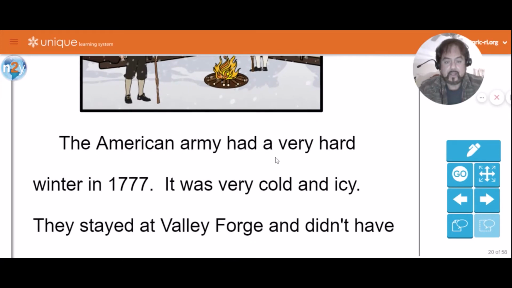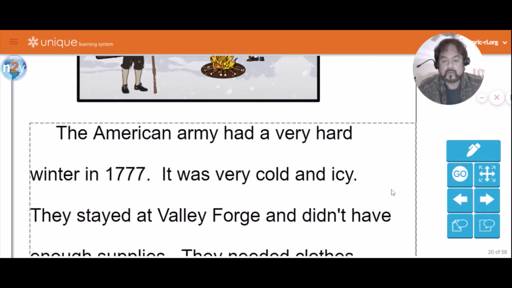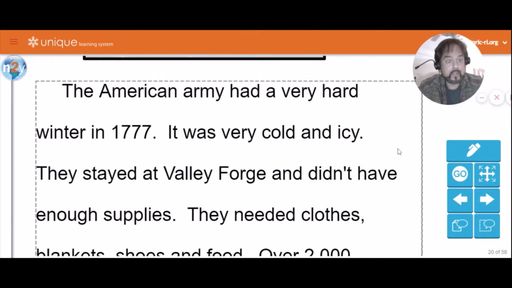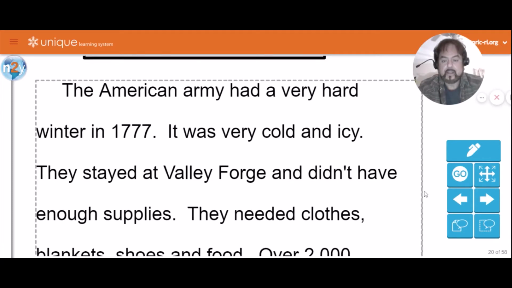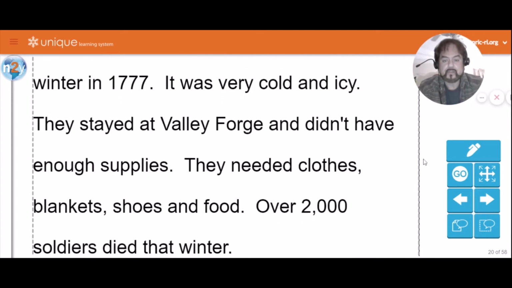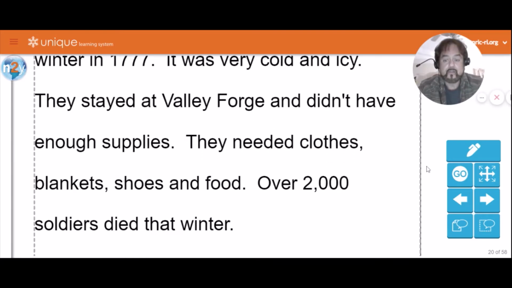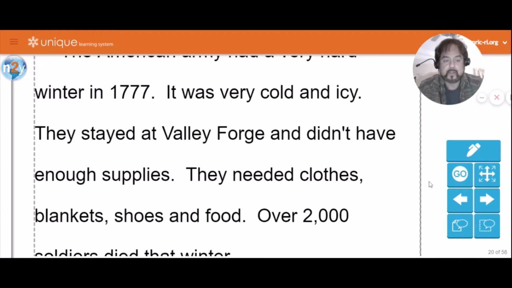The American Army had a very hard winter in 1777. Oh, over 200 years ago. Many, many yesterdays ago. Just imagine that many yesterdays, huh? It was very cold and icy, like it is now. They stayed at Valley Forge and didn't have enough supplies. They needed clothes, blankets, shoes, and food. Over 2,000 soldiers died that winter.